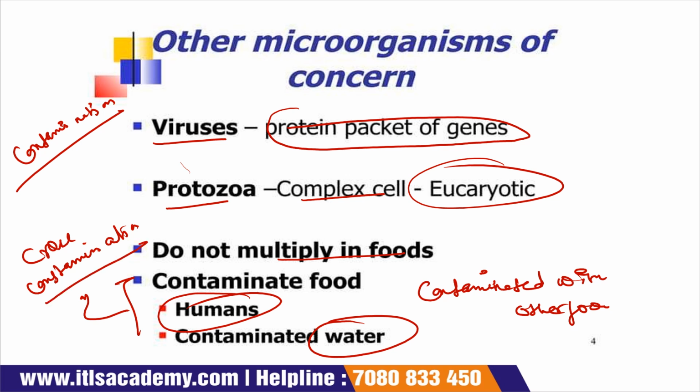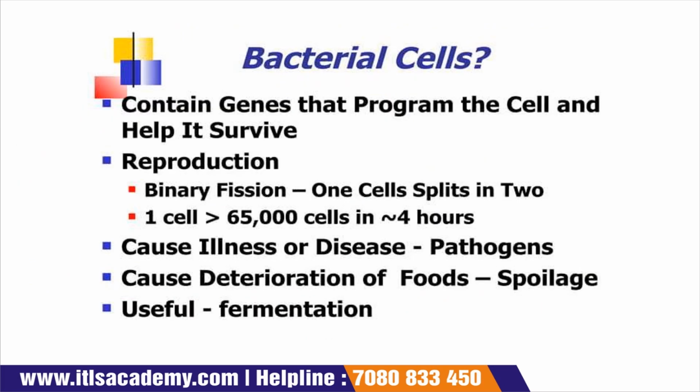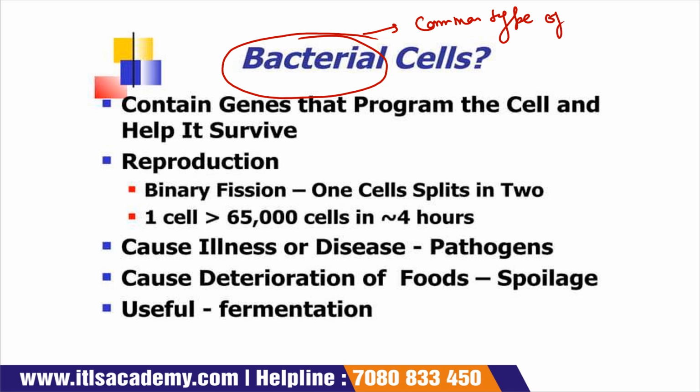These are other microorganisms which contaminate the food. Either they are contaminated by human beings, by water, or by other food. Now, the first and very common type of microorganism that grows on a food is bacteria.